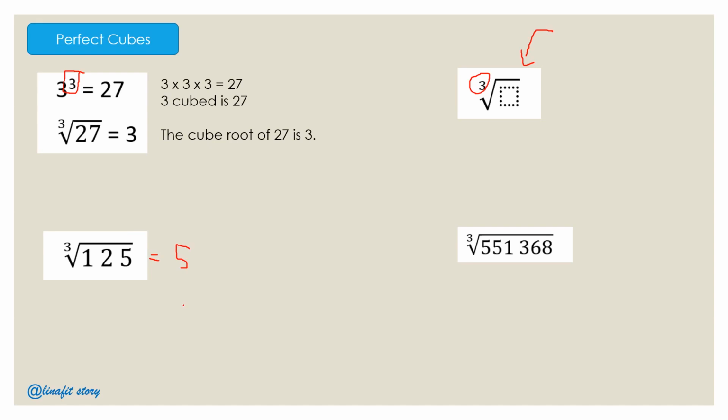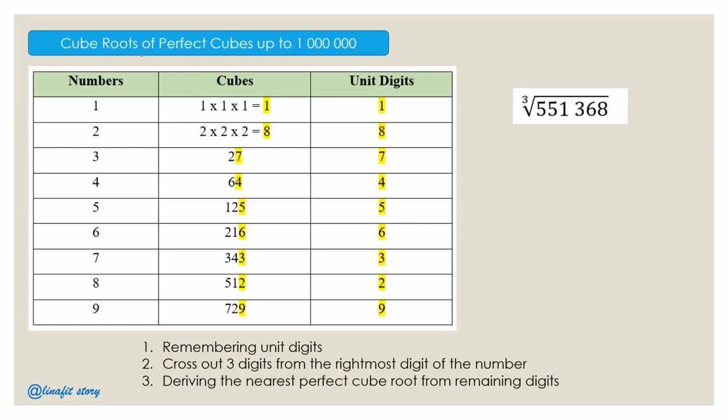It is easy to work out the cube root of a perfect cube, but it's hard to work out other cube roots. For example, find the cube root of 551,368. Look at the table. There are numbers, cubes, and unit digits. Unit digit is the rightmost digit of the number.